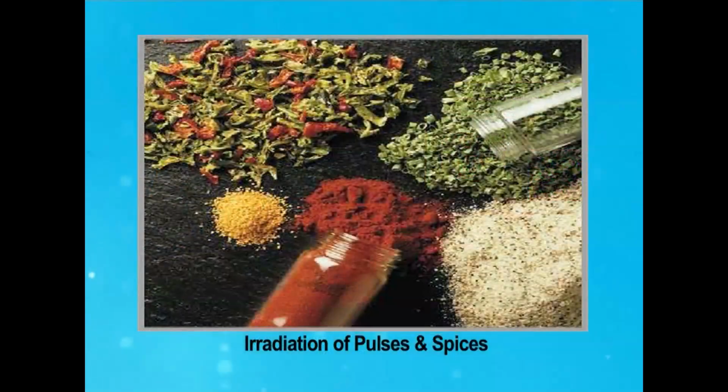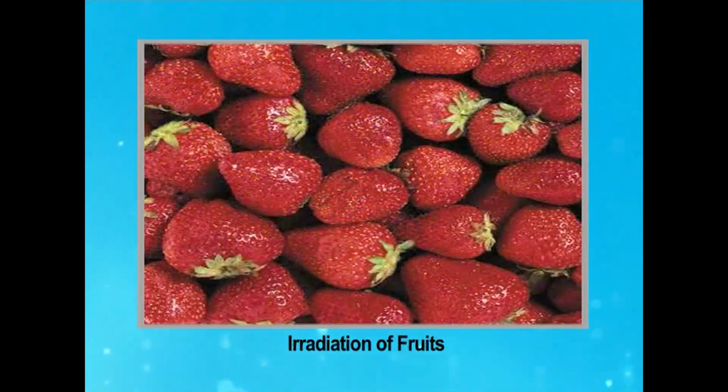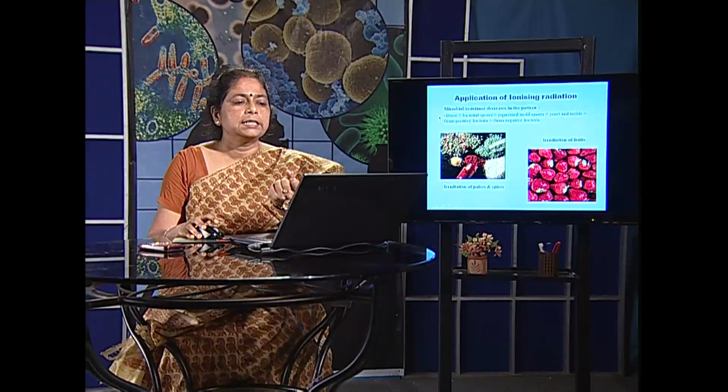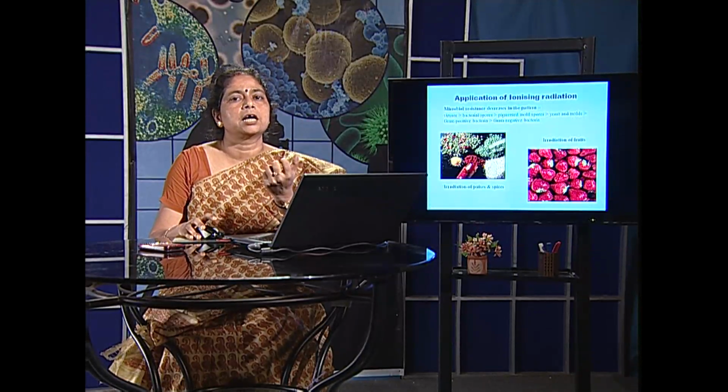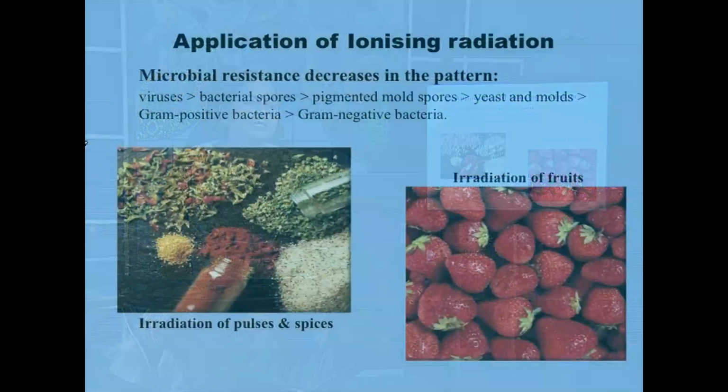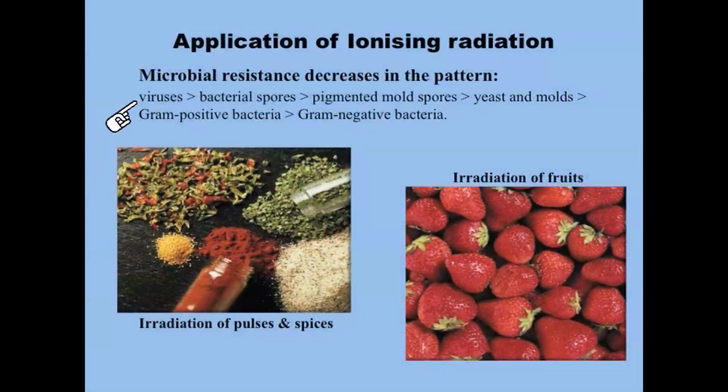Coming on to the application of ionizing radiation, we find that food items like pulses and spices can be irradiated with ionizing radiation to get rid of the microbes present inside them. Different types of fruits can also be irradiated. However, there is a pattern of resistance shown by the microbial community against ionizing radiation, where we find that viruses again are more resistant to ionizing radiation in contrast to gram-negative bacteria.